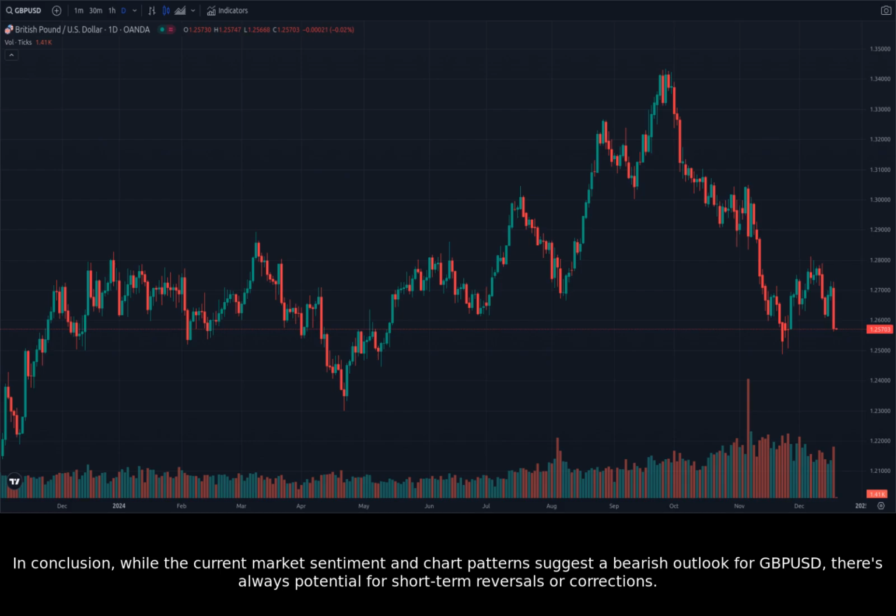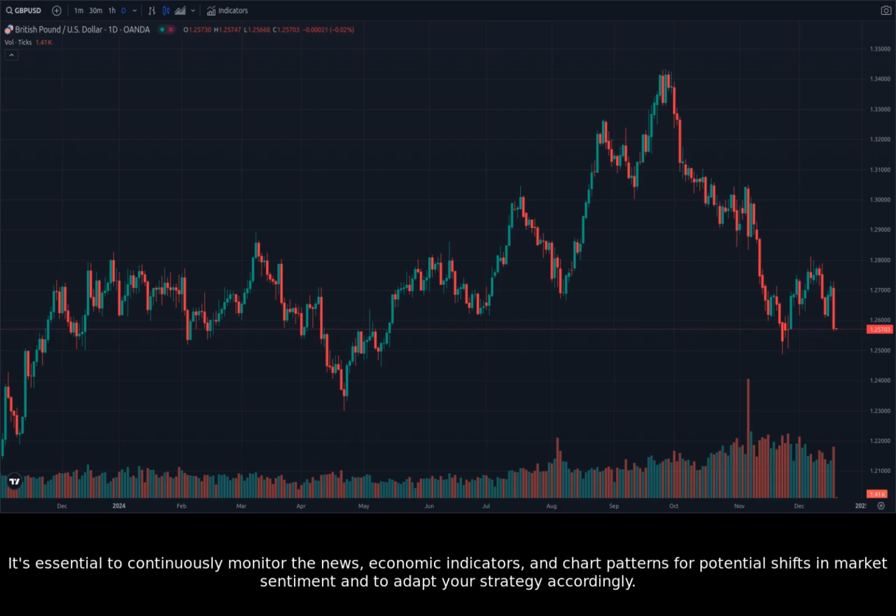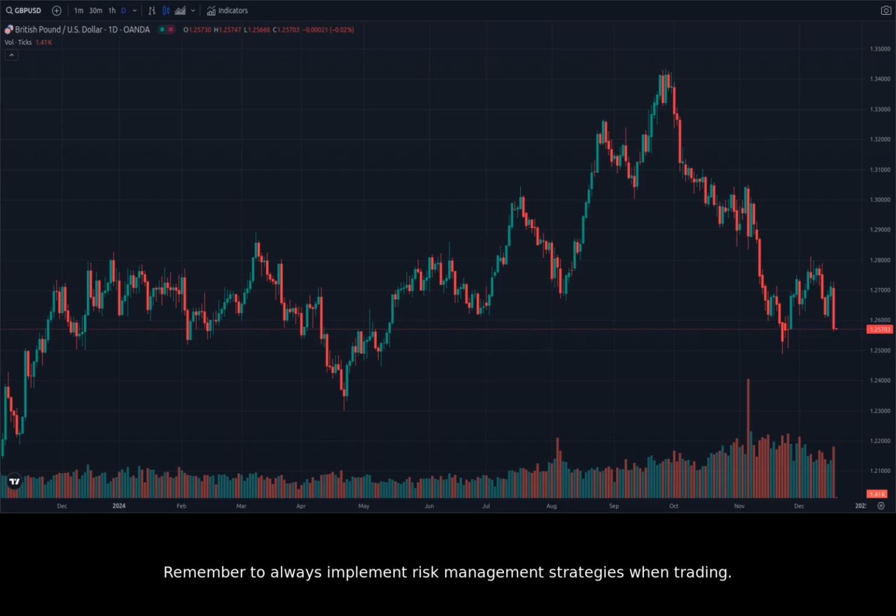In conclusion, while the current market sentiment and chart patterns suggest a bearish outlook for GBPUSD, there's always potential for short-term reversals or corrections. It's essential to continuously monitor the news, economic indicators, and chart patterns for potential shifts in market sentiment and to adapt your strategy accordingly. Remember to always implement risk management strategies when trading. Keep your eye on the 1.25 and 1.27 levels for further confirmation of a trend.